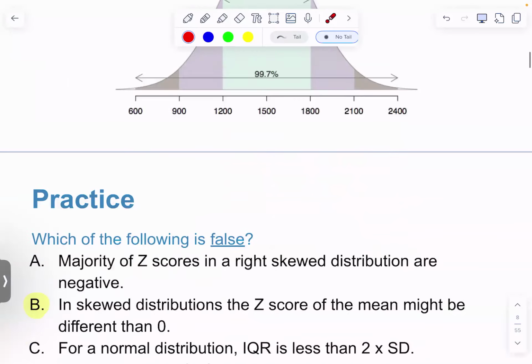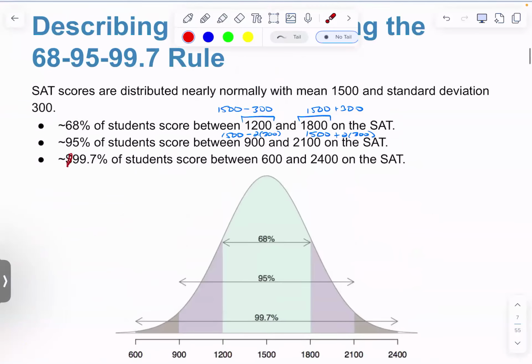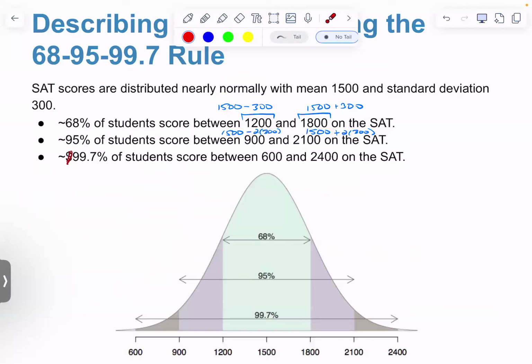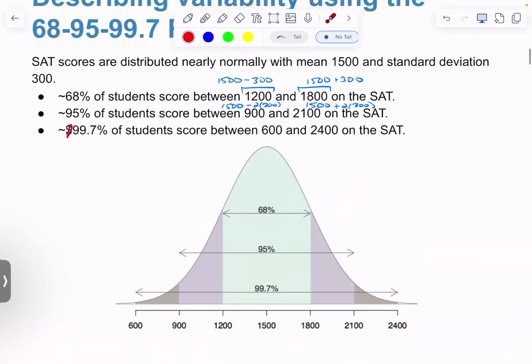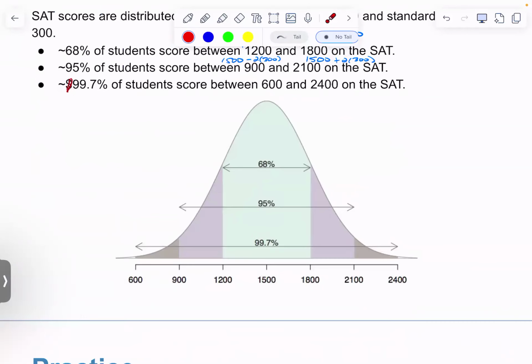Nice. Oh yeah, any questions about the 68, 95, 99.7 rule? It's not on your formula sheet, so you do have to remember it, but it is in the name. As long as you can kind of attach it to, okay, what does it do?